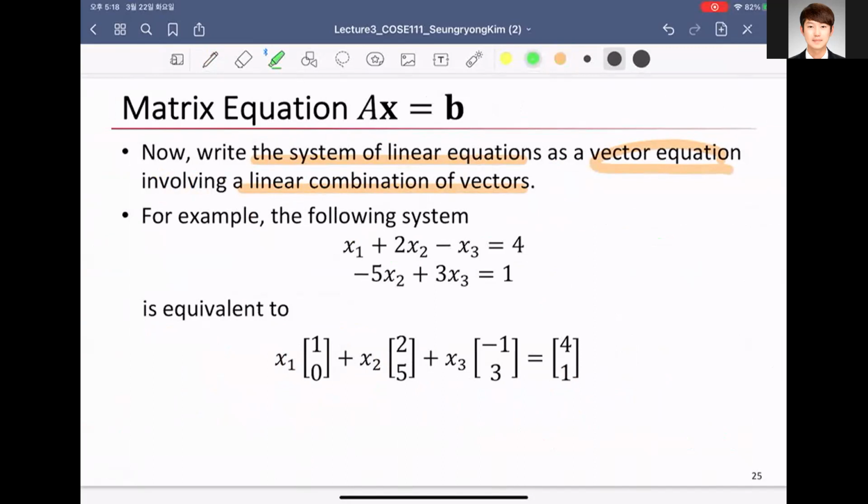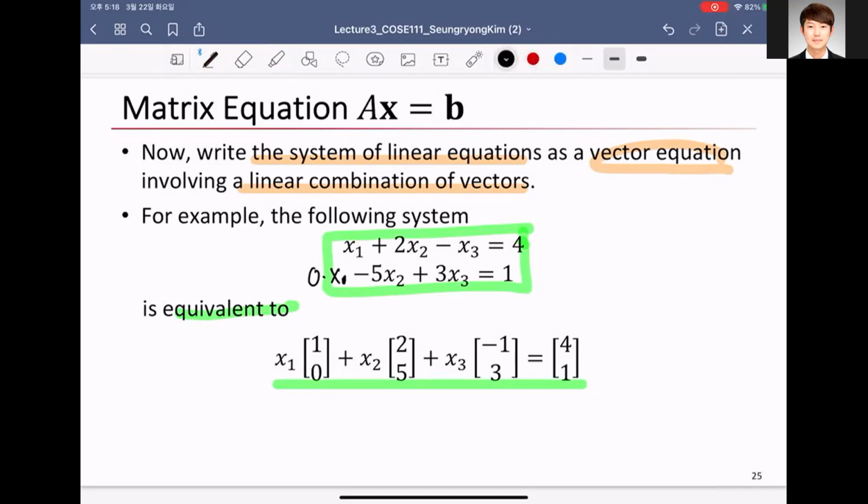For example, let's suppose that you have the following system, this kind of linear combination of vectors, or vector equation, or linear system. Then we can rewrite it, which is equivalent to this, because here was a 0 times x1. Why? Because here was the 1. So when you consider these two terms, x is going to be the weight, and 1 and 0 are just the column vector in this case.